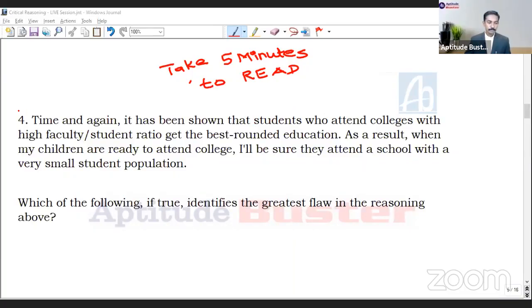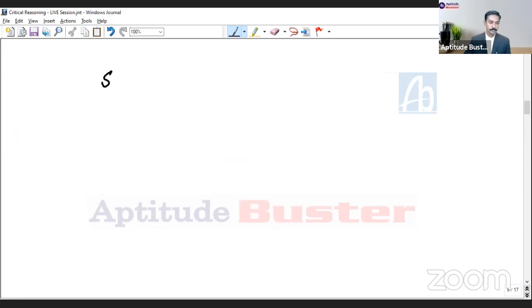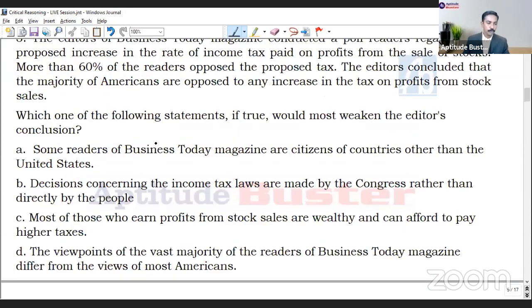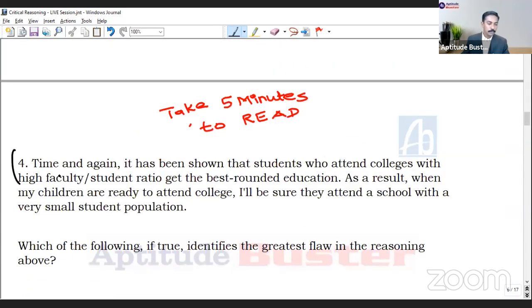You have to look at the text. Step 1 is to read the text and identify the claim. The claim is nothing but the central message. The moment we start considering the entire text as an argument, you have to focus on 2 cardinal features. You're given a short text and you have to consider this to be an argument.